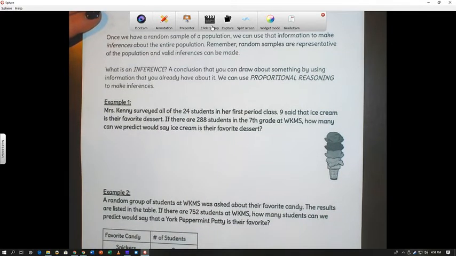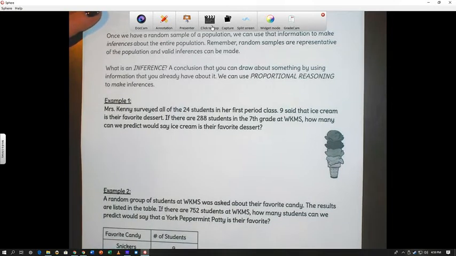Hopefully all of you can see this. So I'm going to read it for you, and then we'll get started. Mrs. Kenny surveyed all of the 24 students in her first period class. 9 said that ice cream is their favorite dessert. If there are 288 students in the 7th grade at Windsor Knolls Middle School, how many can we predict would say ice cream is their favorite dessert? So we have this random sample, and 9 out of the 24 students say that they prefer ice cream. So we're going to make an inference about all of the 7th grade using this information.